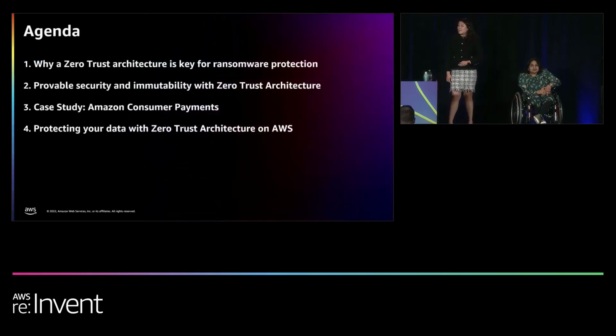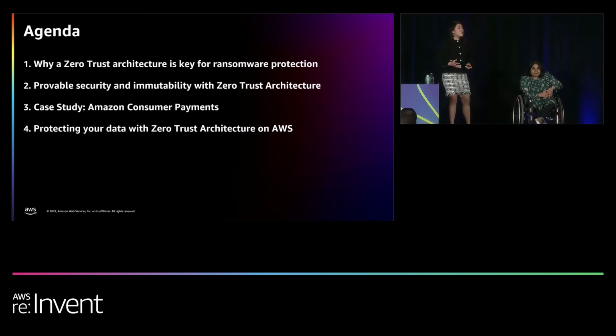Today, we're going to be covering a few topics, starting with why a Zero Trust architecture is so key to ransomware protection. Then we'll go into some of the really cool innovations that are coming out of our identity org around provable security and immutability with the Zero Trust architecture. Then we'll tie it together with a case study involving Amazon consumer payments. And then finally, we'll walk you through a self-guided managed solutions architecture of how you can protect your data with Zero Trust architecture on AWS.